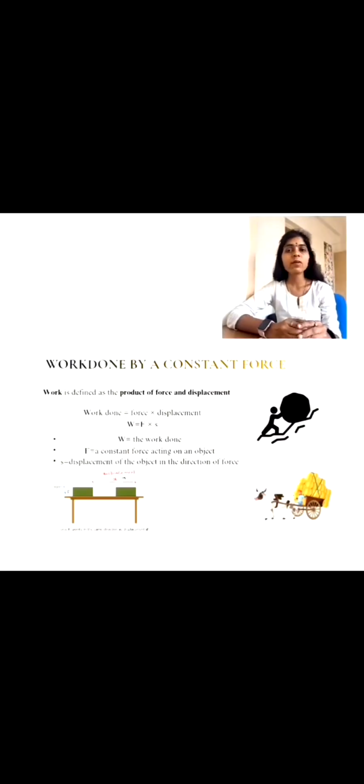What is work? Work is defined as the product of force and displacement. In a simpler way, we can say work done is equal to force into displacement. That is, W is equal to F into S, where W is the work done, F is the constant force acting on an object, and S is the displacement of the object in the direction of force.